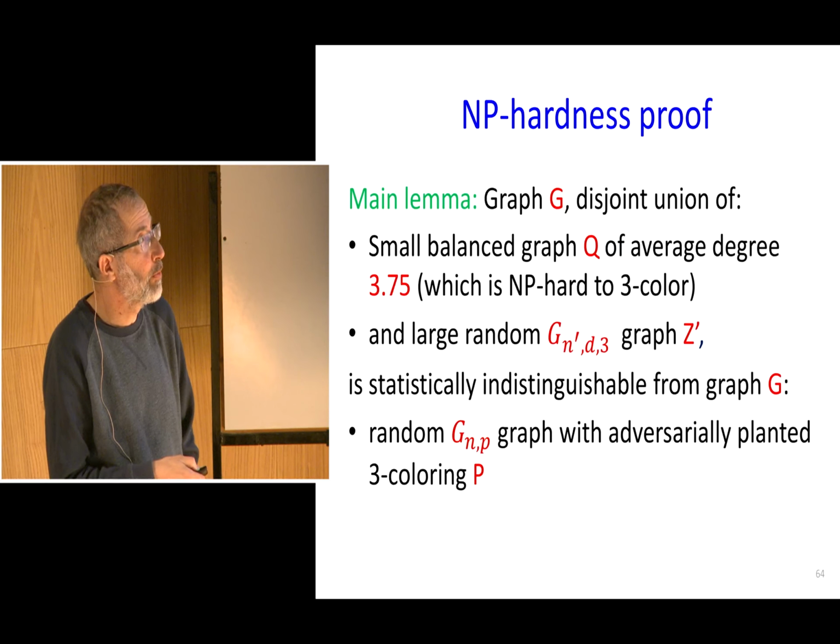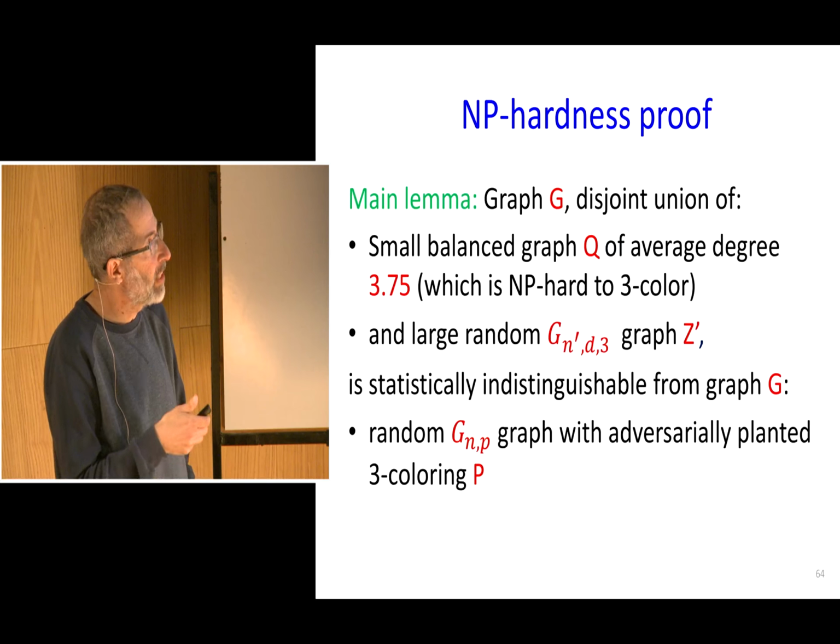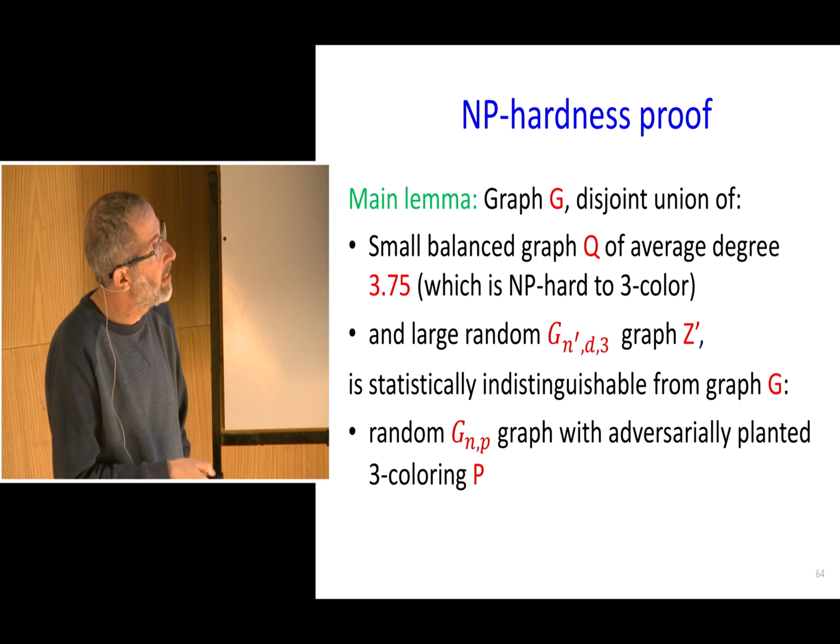And I should mention that when we look at k-coloring, the picture looks the same. The only difference is that this disappears. This is special for 3-coloring. That at high degrees, if you have a random graph and an adversarial planted coloring, you can find it. That's no longer true when you go to k-coloring for k larger than 3. Other than that, it's the same picture.